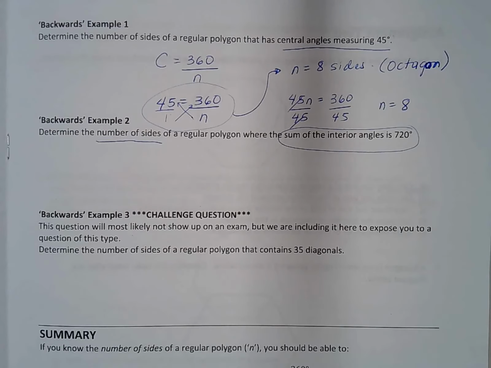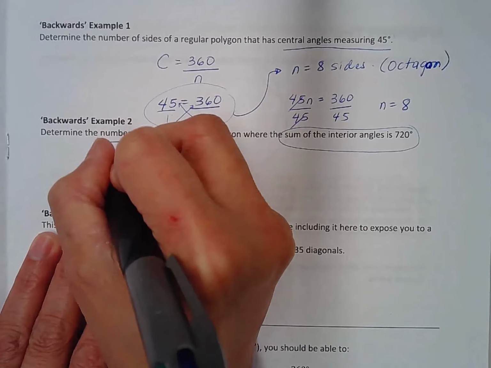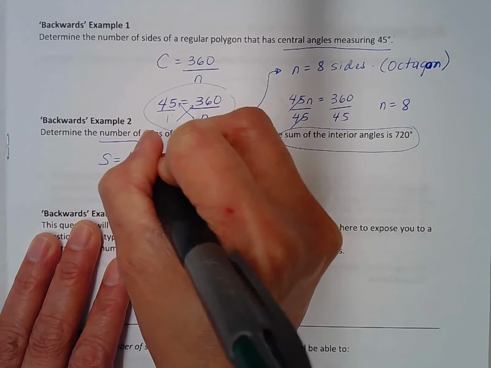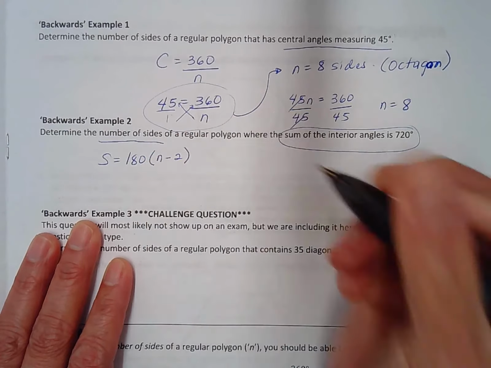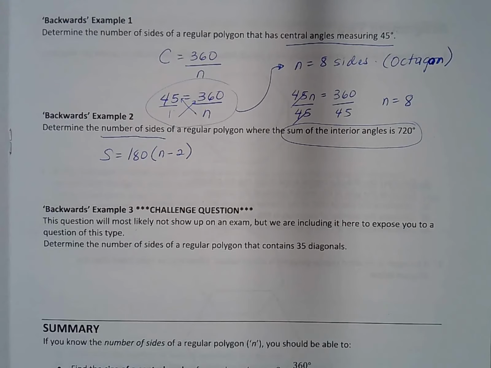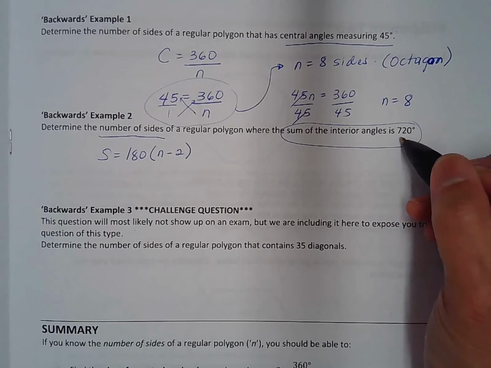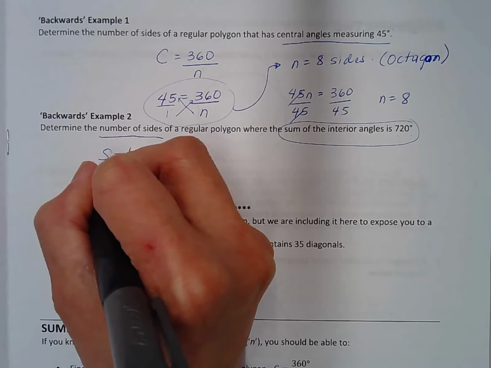So how do we figure out the sum of interior angles? S is equal to 180 times n minus 2. That's our formula, right? The sum of interior angles is 180 times n minus 2. So what does it say? The S has to be 720.